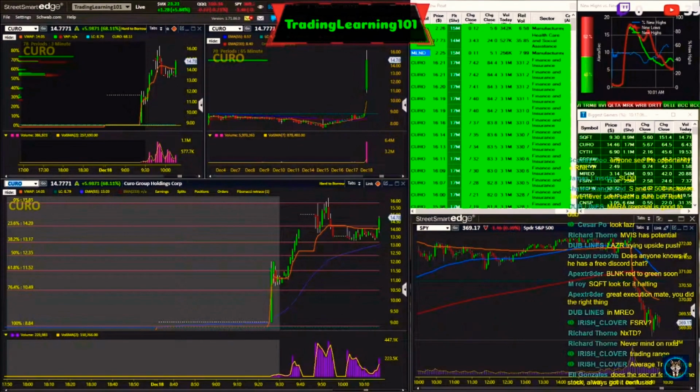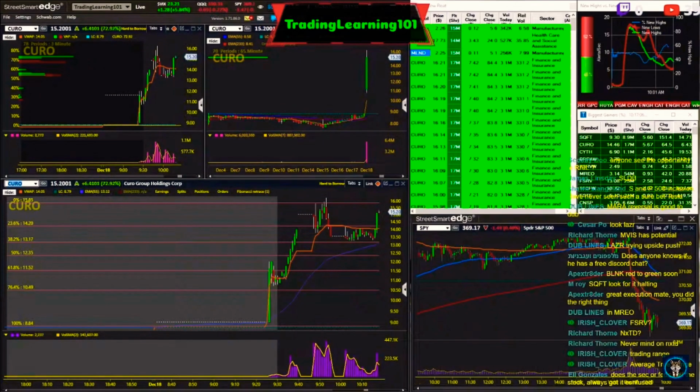I got filled at 14.09. It happened so fast, I had to quickly hurry up and pull it up. Here's that $15 break. Over 15. 15.20s, 15.30s. And we're going into a halt. And I'm going to sell it right there.